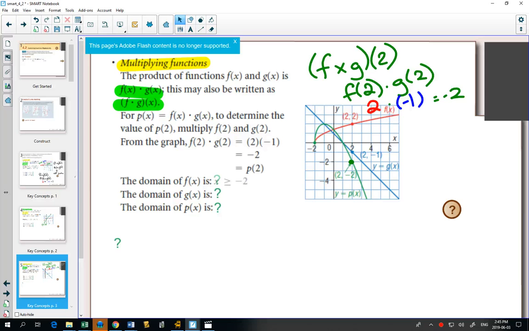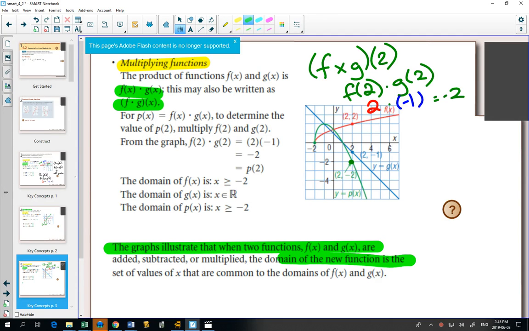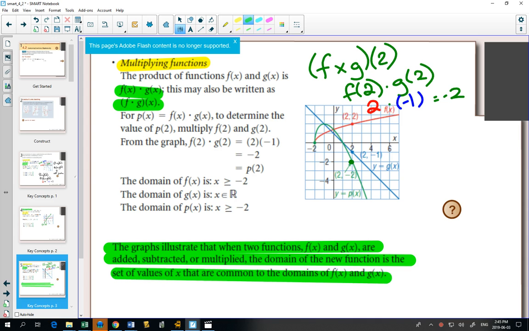Again, same thing with the domain. The domain is restricted, so then the new graph's domain is also restricted. And they've summarized that here at the bottom. These graphs illustrated that when you add, subtract, or multiply, the new function has the same restrictions on the domains as the functions you're working with.